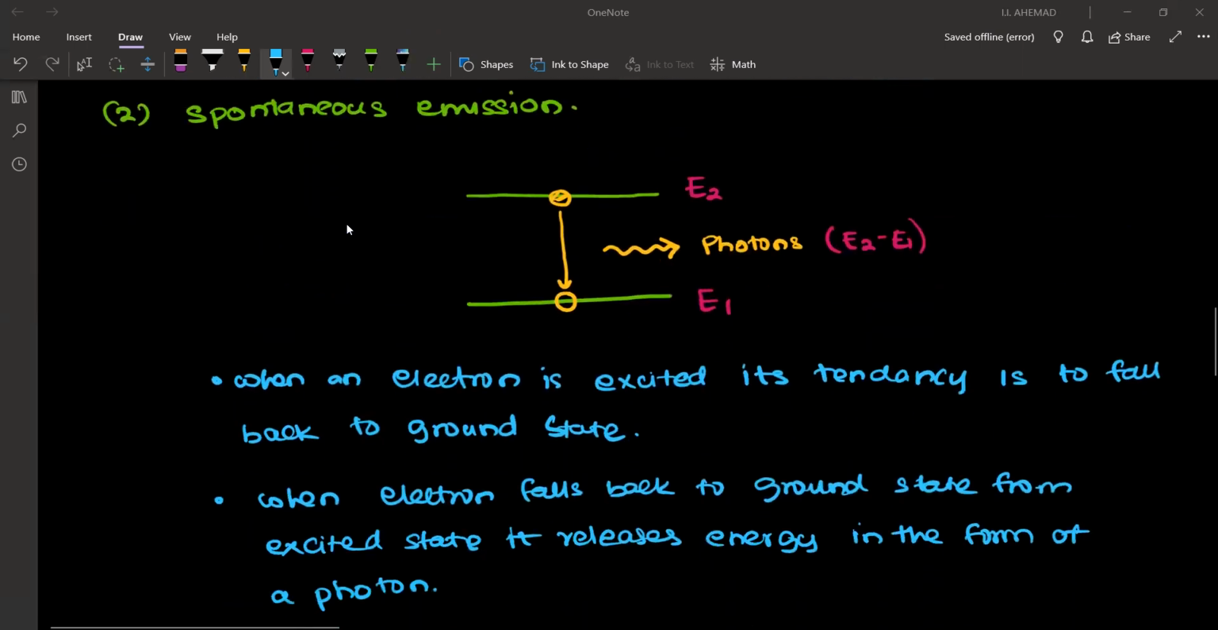Next, spontaneous emission. We know this level is unstable. The ground state is stable. When we have an excited electron, it always wants to come back home. It wants to come back to the ground level. When it wants to come back to the ground level, it has to release the energy. And when it is releasing the energy, it releases it in the form of a photon. So that photon is going to have this amount of energy, E2 minus E1.